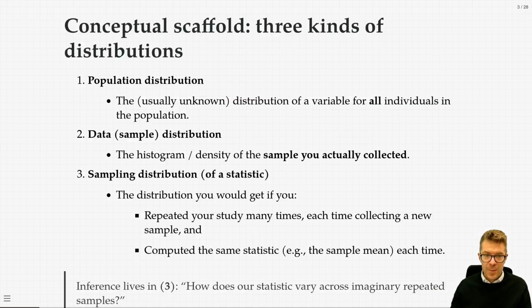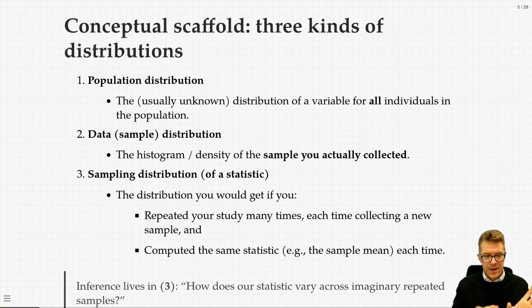Finally, we have the sampling distribution of a statistic. This is a bit more nuanced and maybe harder to understand. But this is the idea of the distribution that we'd get if we repeated the study many, many times. And every time we did, we collected a new sample. And every time we got a new sample, we computed the same kind of statistic, but the actual value will change every time. So, for example, instead of collecting one survey of Canadians, we've collected 1,000 surveys of Canadians.